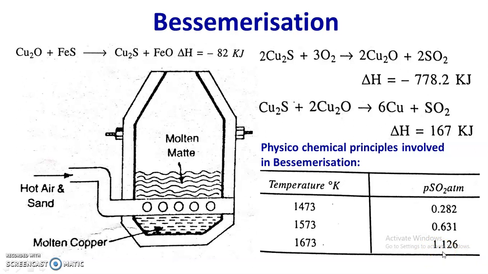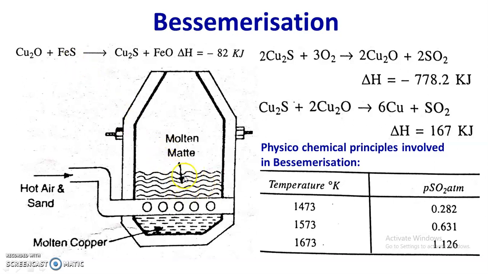And when the partial pressure of sulfur dioxide reaches 1 atmosphere, the mutual reduction of cuprous sulfide and cuprous oxide becomes fast, and hence the temperature is maintained at about 1573 to 1673 Kelvin. So this is about Bessemerization. This process is very easy.